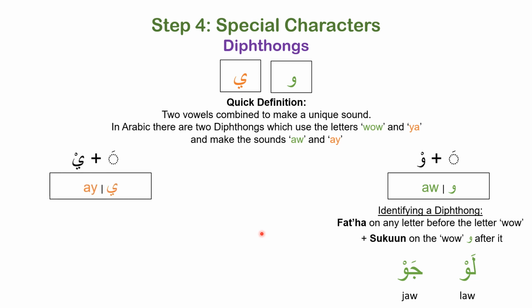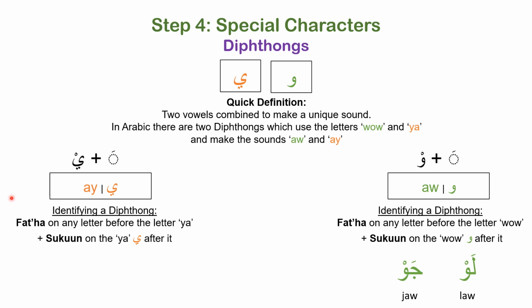Let's look at the diphthong for the letter ya, which makes the sound ay. Once again, a fatha followed by the letter ya with a sukoon makes the sound ay. So this is how we identify it: a fatha on any letter before the letter ya, plus a sukoon on the letter ya which comes after it. If you look at the formula, let's pretend there's a letter meem here with a fatha, so it's ma, and then we say ya with a sukoon, it would make the sound may.